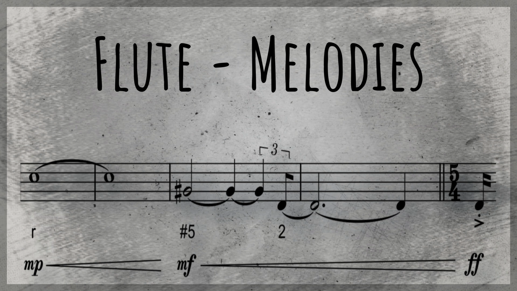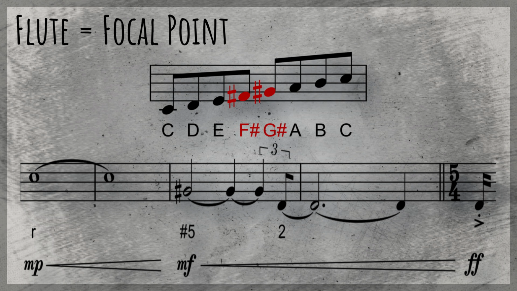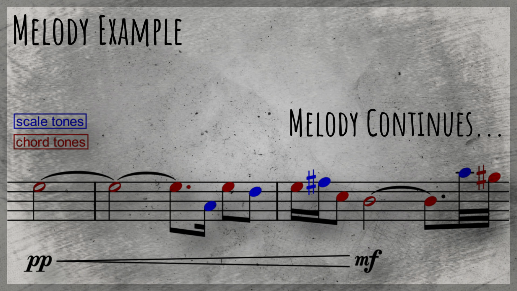Lastly, we'll cover the flute's melodic passages. Overall, the flute melodies are intended as the focal point of the excerpt. For each melody, I limited my selection of pitches to the Lydian augmented scale. Here, we have a flute melody that uses mostly stepwise motion. Pitches from the chord are shown in red, while pitches in blue are exclusive to the scale.